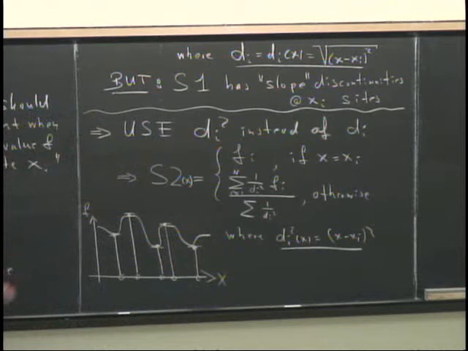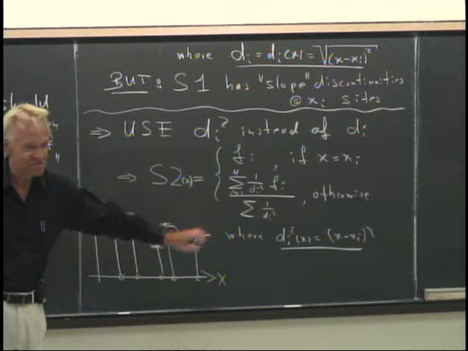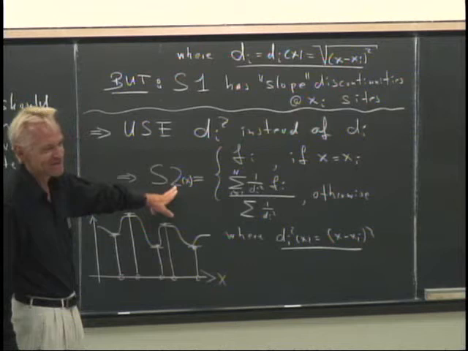Is this nice? It solves the problem. Maybe it's nicer than this. Probably is, in some sense. But still, we don't like this fact that whenever I'm at one of the sites, I have a zero derivative. Why should I? My eye can see a much smoother curve going through there. All right, if there is S2, there is also an S3, too, I guess.